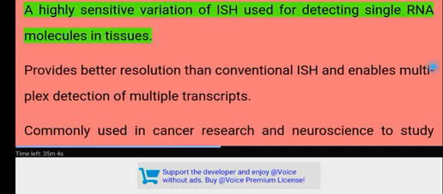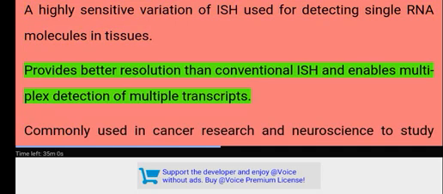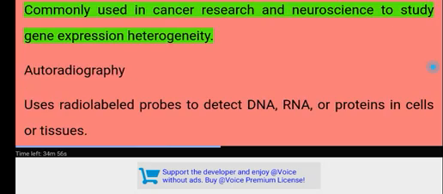RNAscope technology: a highly sensitive variation of ISH for detecting single RNA molecules in tissues. Provides better resolution than conventional ISH and enables multiplex detection of multiple transcripts. Commonly used in cancer research and neuroscience to study gene expression heterogeneity.